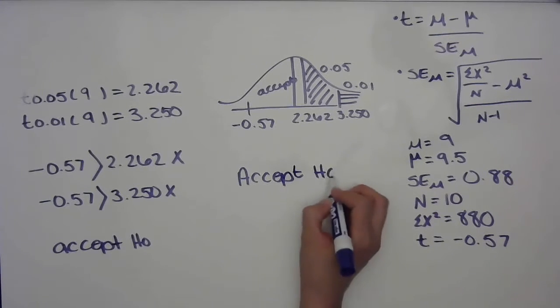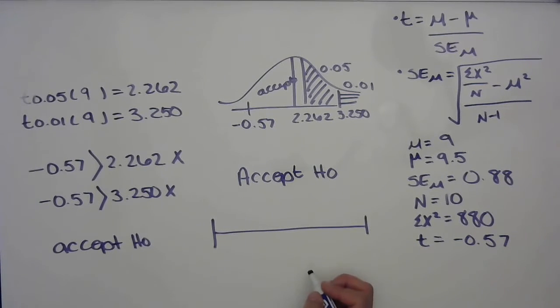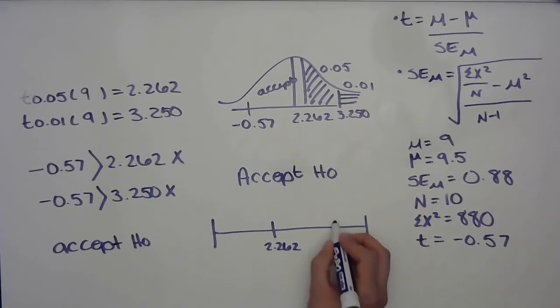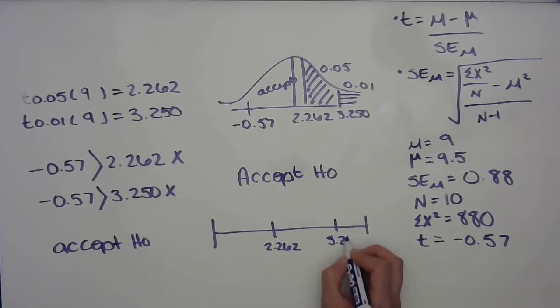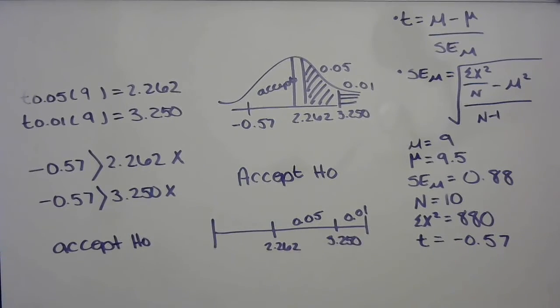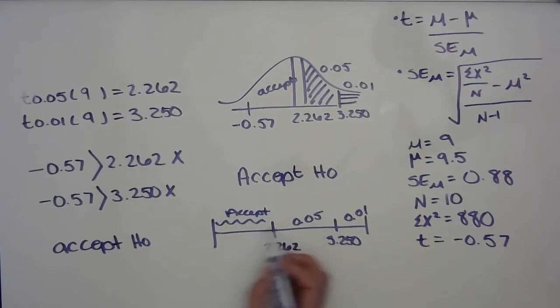So once again, we accept H0. And even another third method to doing this is to mark on your number line here. We've got 2.262, and then we have 3.250, and this is the 0.01 reject. This is the 0.05 reject, and then all of this over here is the accept. And then we just mark our negative 0.57 on our number line. So that means that we accept H0. Congratulations, you did a one sample t. Good job, guys.